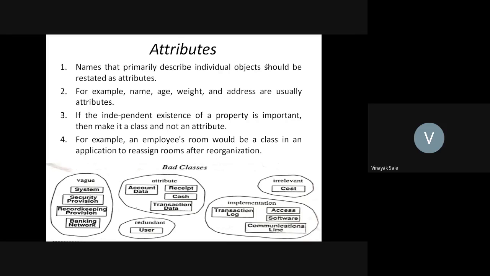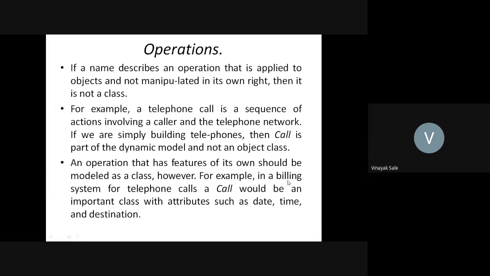If the independent existence of a property is important, then make it a class, not an attribute. For example, employee's room would be a class in an application that reassigns rooms after a reorganization. Then next is operations. If a name describes an operation that is applied to objects and not manipulated in its own right, then it should not be a class.